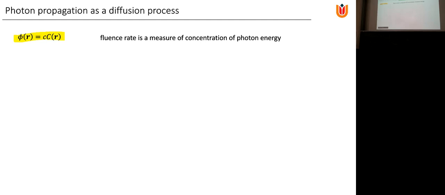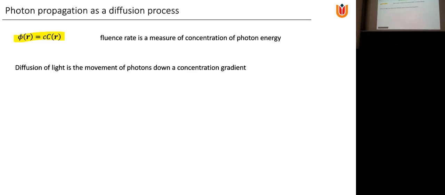So that means that the fluence rate is actually a measure of the concentration of photon energy. Now, if it's a diffusion process, that means that there is movement along a concentration gradient. So in this case, we are going to describe it as light moving down the concentration gradient of optical energy.